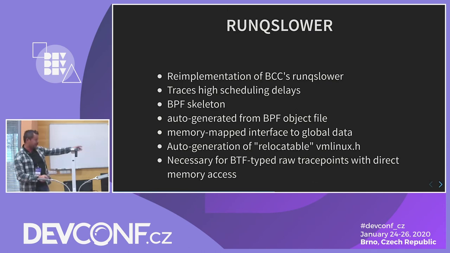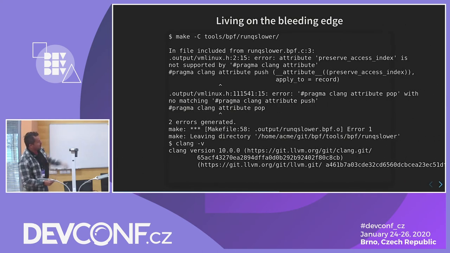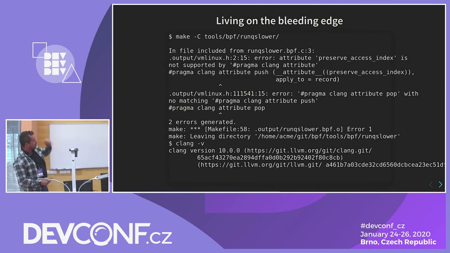Because it's necessary for BTF typed raw trace points. So that's another thing which is really powerful. When you are using, let's say, BPF trace, you don't see those things, but they are implemented in terms of this kind of technology that I'm describing now. We're going to see what BTF typed is in the example. But then I was trying to build this thing and it doesn't work. It doesn't build.